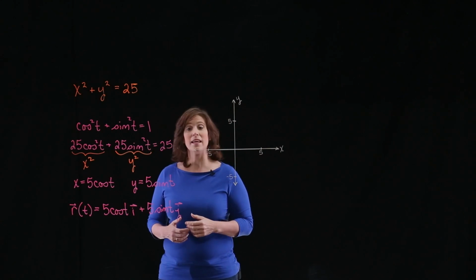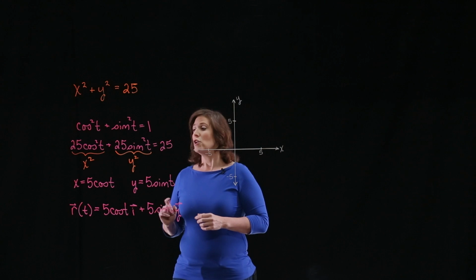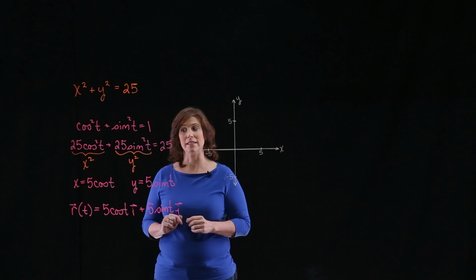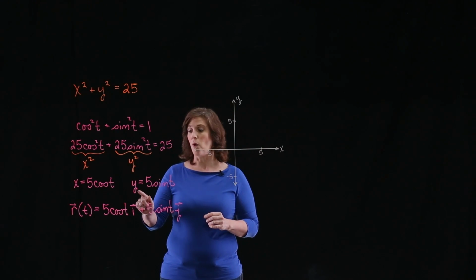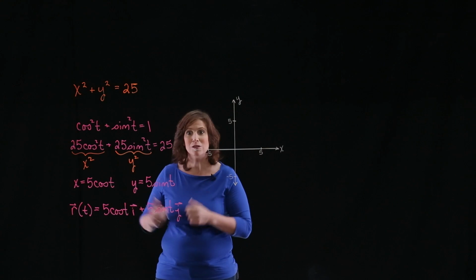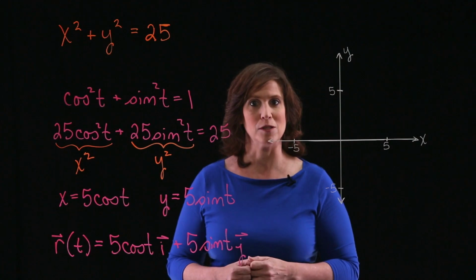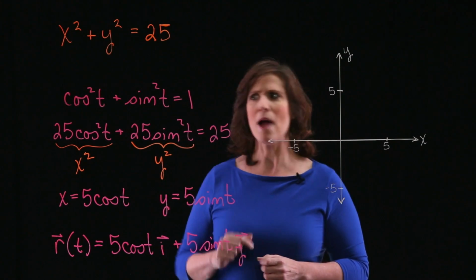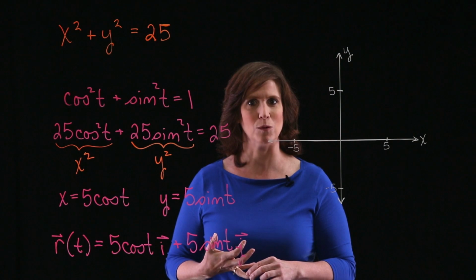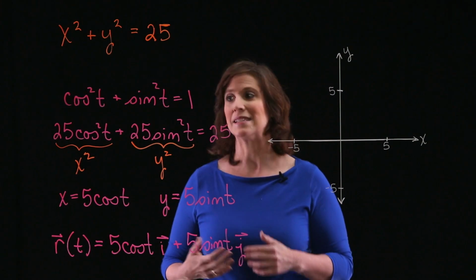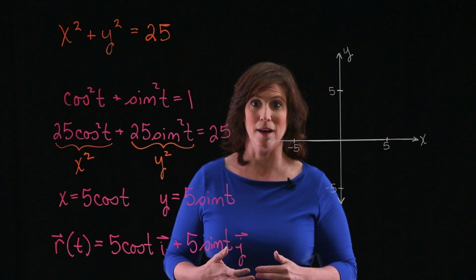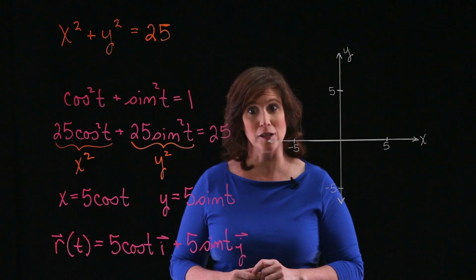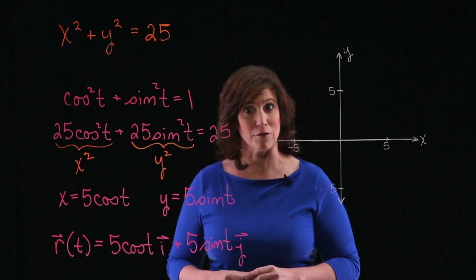Okay, now I mentioned that there was more than one correct answer here. Notice that I could have chosen x to be negative 5 cosine t, or I could have chosen y to be negative 5 sine t, or I could have chosen both of them to be negative. Any of those options would work. And when I originally chose my Pythagorean theorem, I wrote it as cosine squared t plus sine squared t equals 1. I could reverse that and make it sine squared t plus cosine squared t equals 1. All of those options will give me a slightly different vector-valued function, but it'll all represent the same curve.